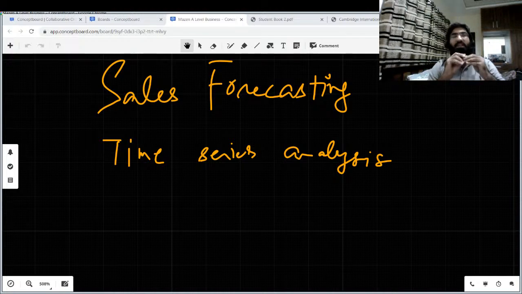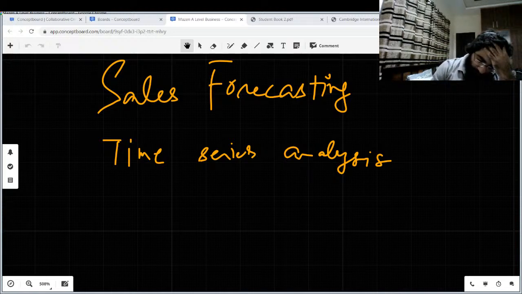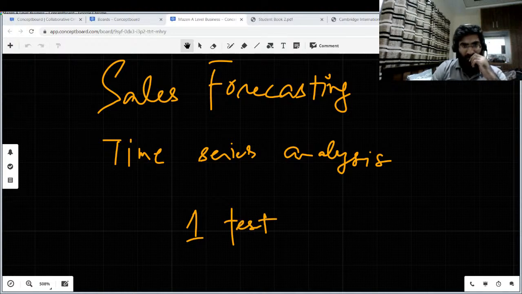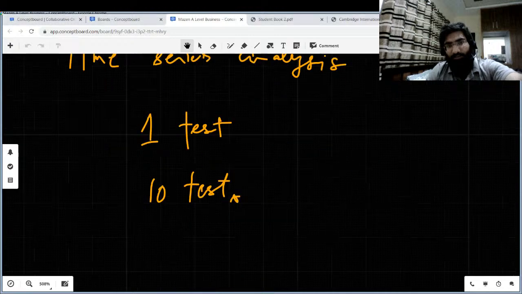So see, let's say a person has performed well in one test, and based on just one test score you say that this person is a genius. Is that a good prediction to make? No. Then let's say this person has performed 10 tests, and based on those 10 test scores you make an assessment about this person.